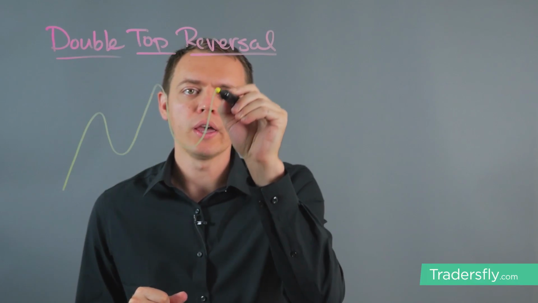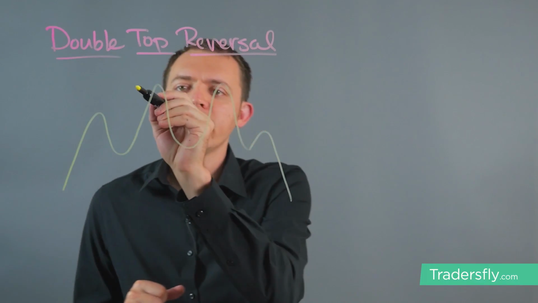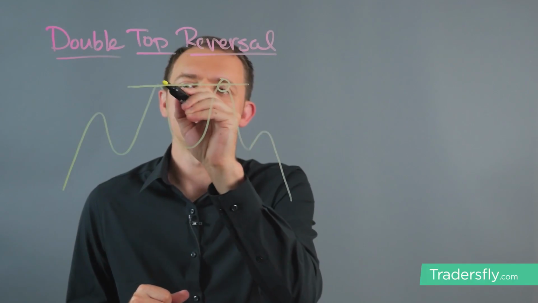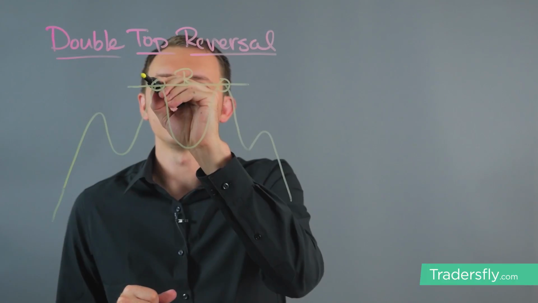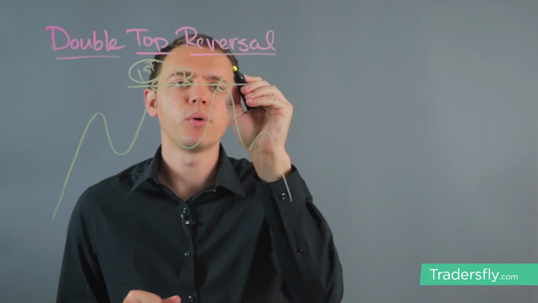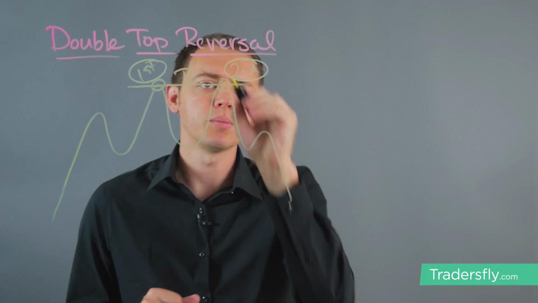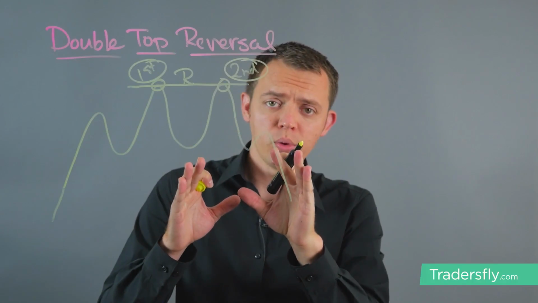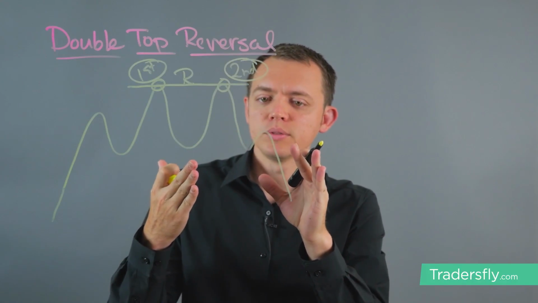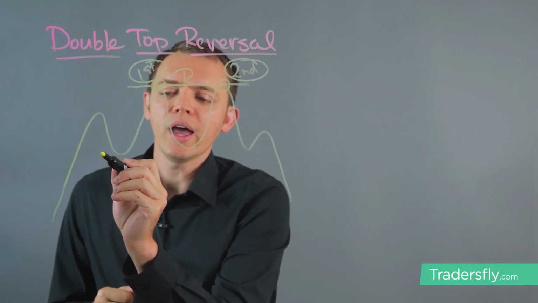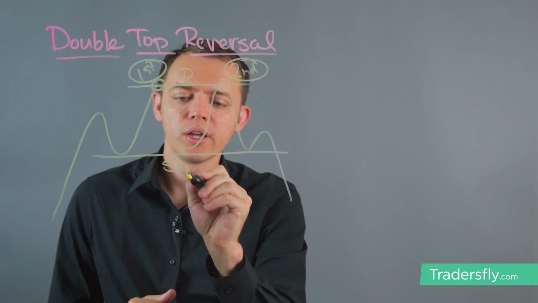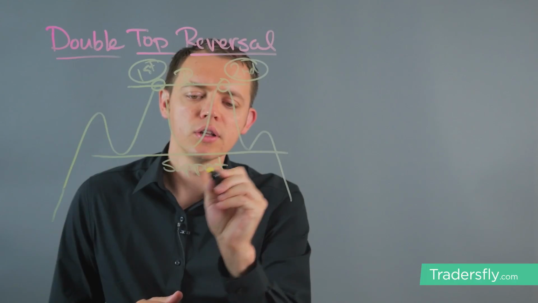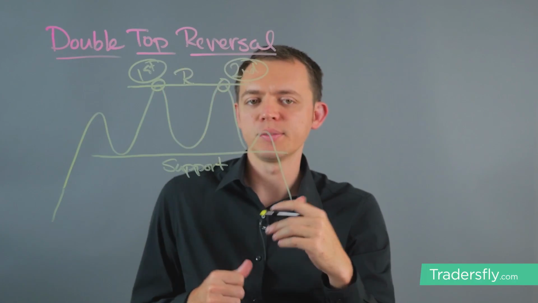So if we create kind of a two-peak system, okay, this is our resistance level. So this is kind of our first swing point, and this is our second swing point. Okay, so we have two swing points that create kind of a double top. Now what happens with these double tops is you'll also get kind of this supporting level here under the stock that's being created.